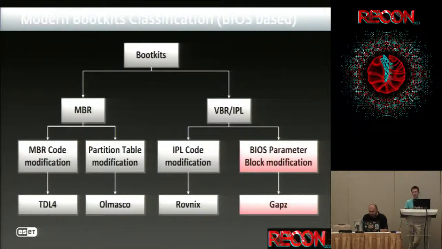So it's more difficult to spot this infection in the system. The other infections, which are referred to as VBR or IPL, are very interesting as well. There is an IPL code modification, which Rodionov does. It modifies the initial program loader code, which is not the VBR. This is the 15 sectors which follow the VBR.